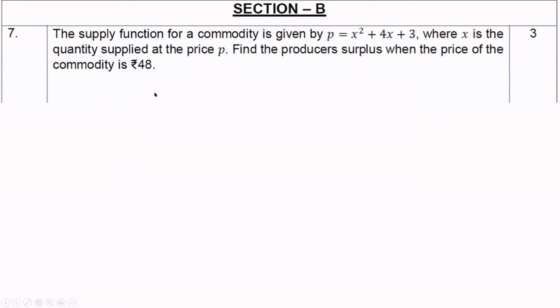So this question is from application of integrals under the heading consumer surplus and producer surplus. So this is a question on producer surplus. It is a direct question. We just have to use the formula and find the answer. Here the supply function is given where x is the quantity supplied and P is the price per unit. We need to find the producer surplus when the price of the commodity is rupees 48.